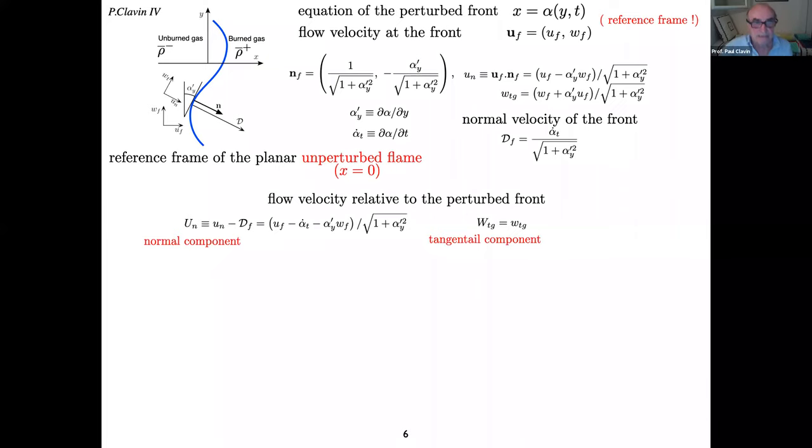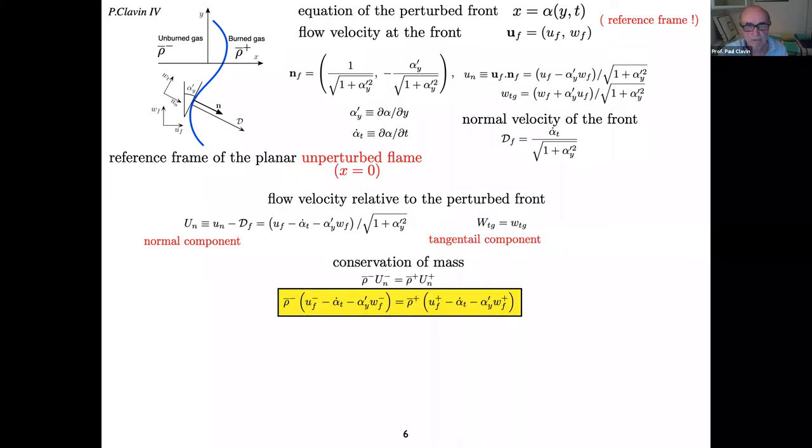The expression of the normal burning velocity, the normal component of the flow relative to the wrinkle front, is simply the normal velocity of the flow minus the normal velocity of the front, and it is written here, while the tangential component is given here. Conservation of mass tells you that the normal flux should be the same on the fresh mixture and on the burnt side.